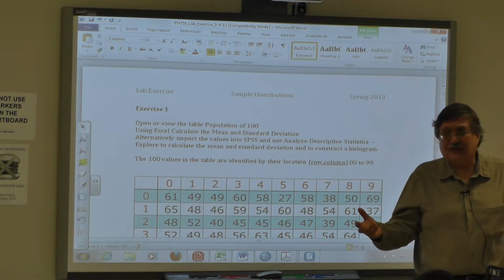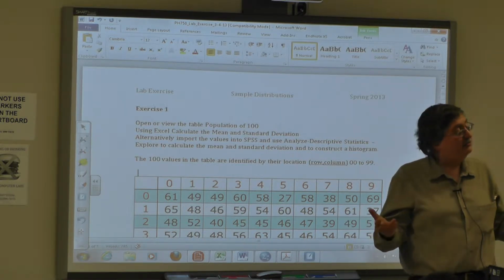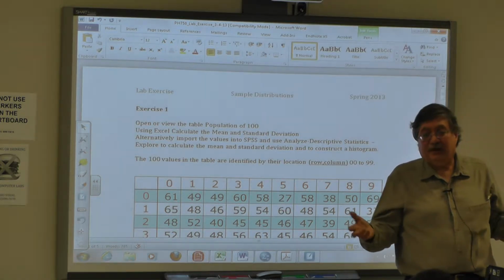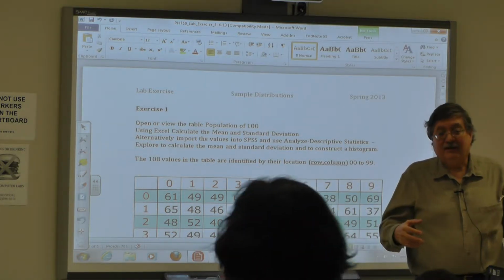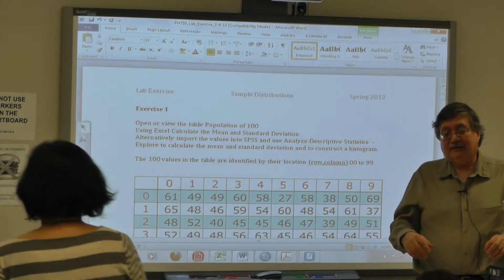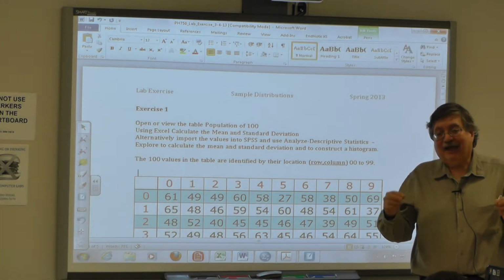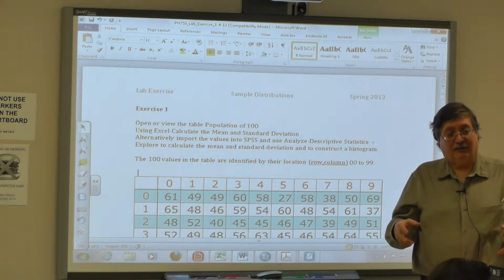Anybody know of a situation where you survey an entire population? Once every 10 years, a census, right? That's almost the only time that you really get involved in actually surveying an entire population. So sampling is important to us, and the mechanics of sampling is particularly important to us.